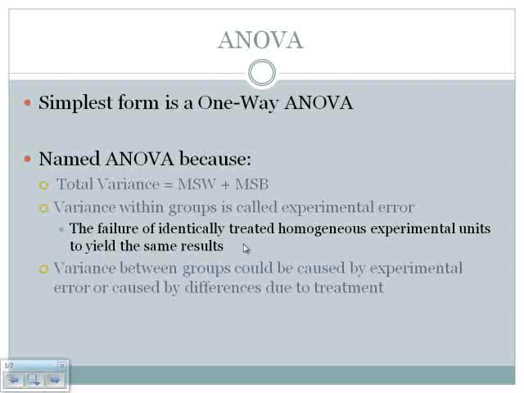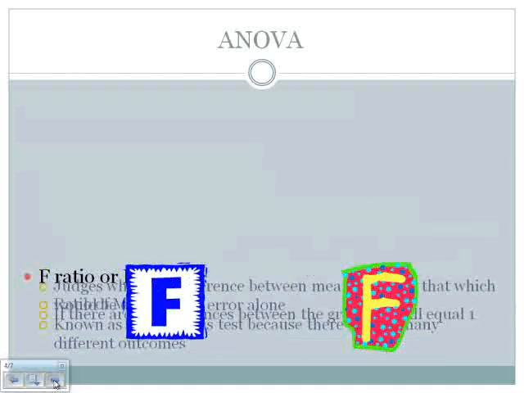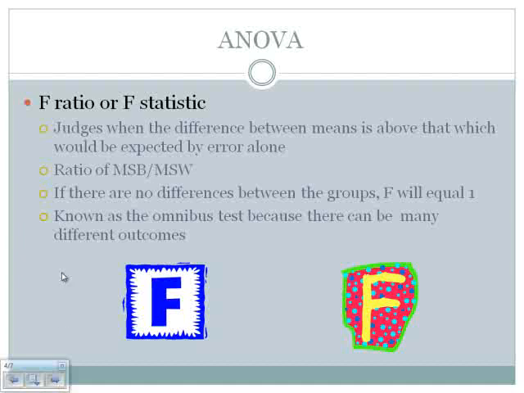Variance between the groups could be because of experimental error, so that could be a player there. But what we'd like to think is that it's actually caused by differences due to treatment. So in our drug experiment, that would be differences due to the fact that those different amounts of the drug do result in different responses from the members of the group. Now you might be asking, what is the name of the statistic that you're actually calculating? And you actually end up calculating what's called an F ratio or F statistic.